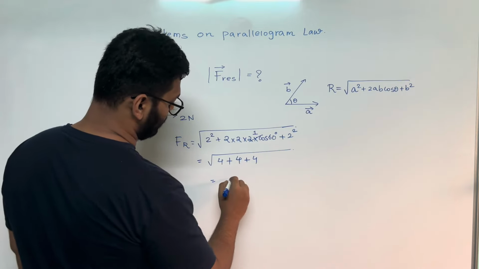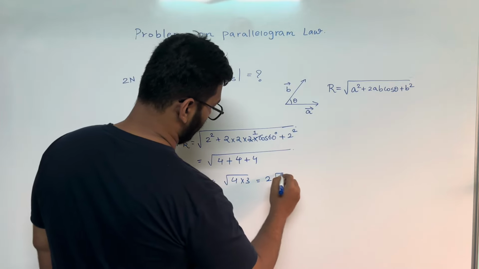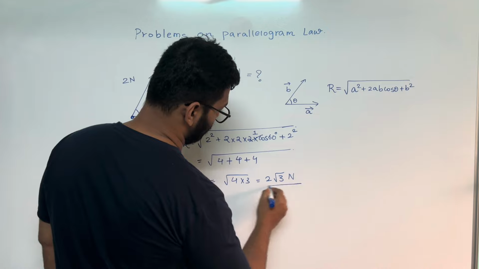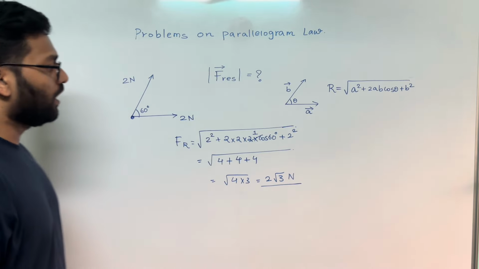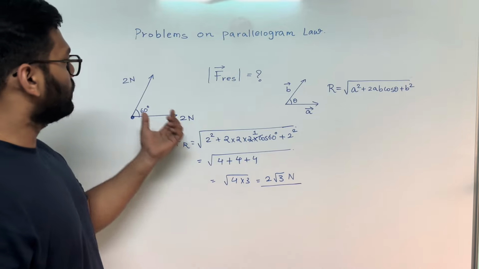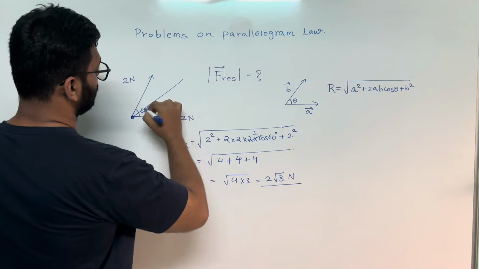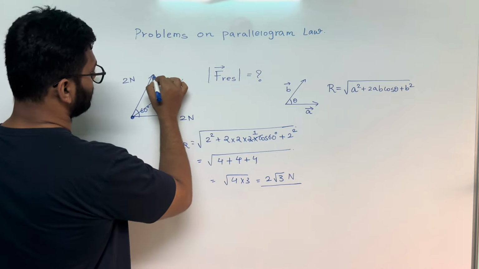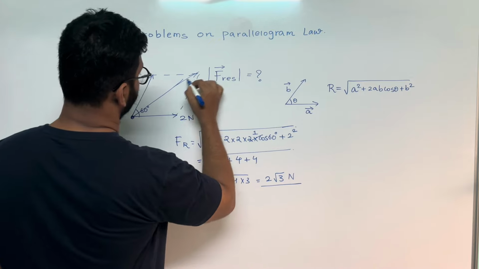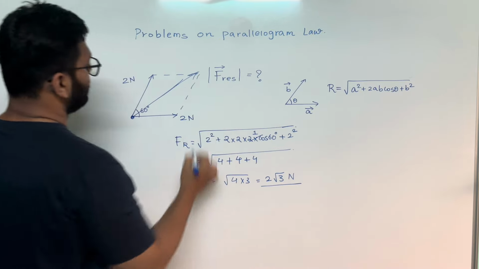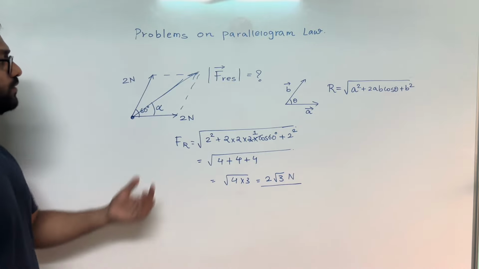So this will be 4 into 3 with a square root. So you get the answer to be 2 root 3 Newton. So this is the resultant force, 2 root 3 Newton. Okay, now we have to also find out the resultant force angle, right? So the resultant force maybe is like this, somewhat like this. And the resultant force makes a certain angle with one of these forces. I don't know that angle.